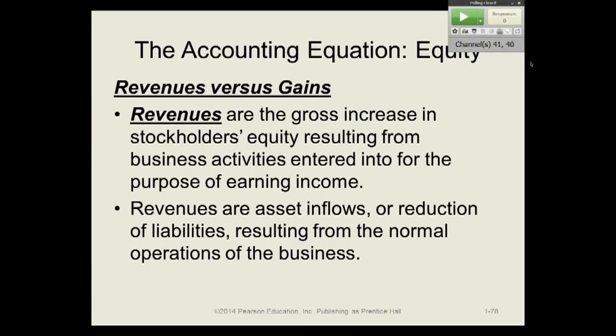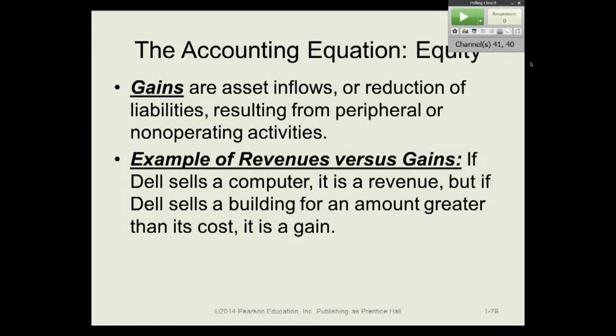So your normal business activity is selling computers. That would be revenue. Gains would be from peripheral activities, like selling a building or selling a car. You're not in business to sell a car. So take an example of Dell Computer. If Dell Computer sells a computer, it's revenue to them because that's their normal business operation. Right? They're in business to sell computers. That would be considered revenue. If Dell sells a building for a gain, for an amount above cost, that is not considered revenue. It's still income, but it's called a gain.